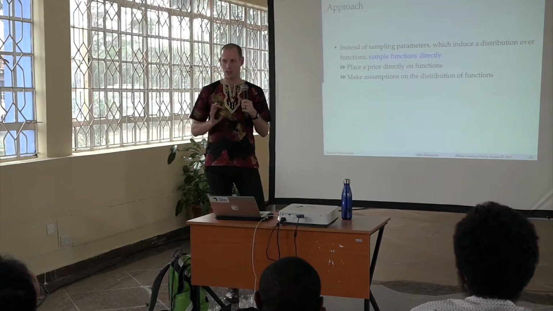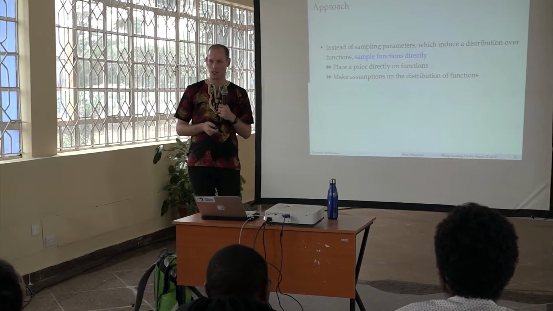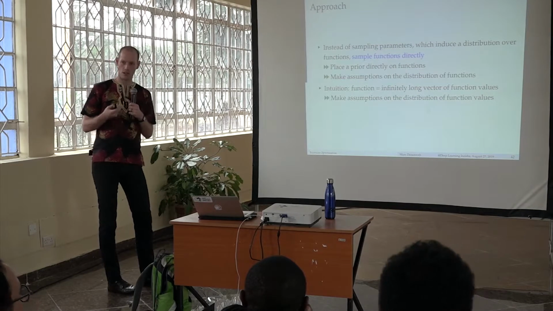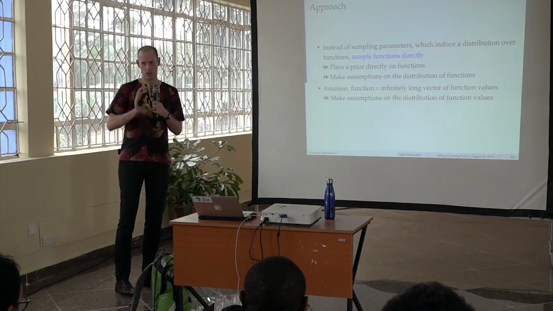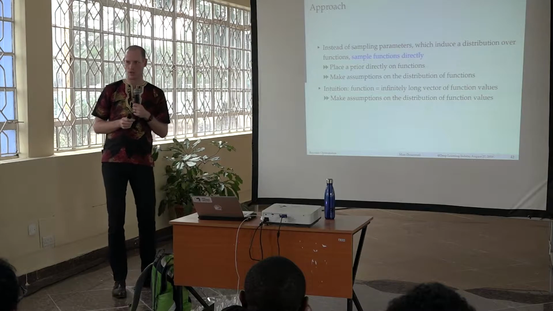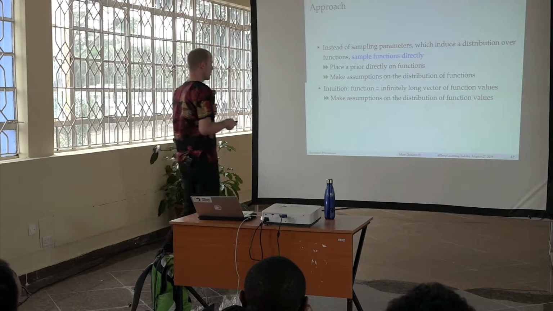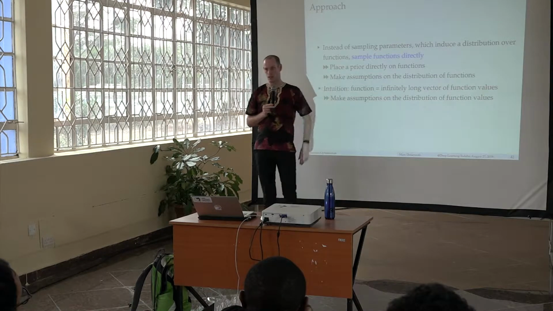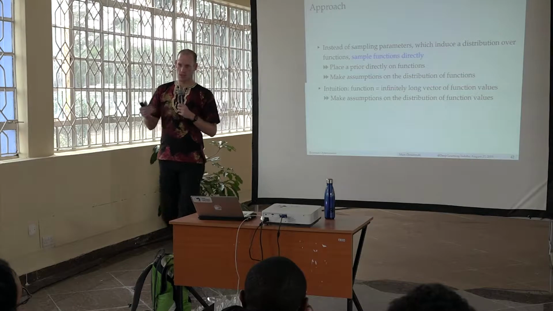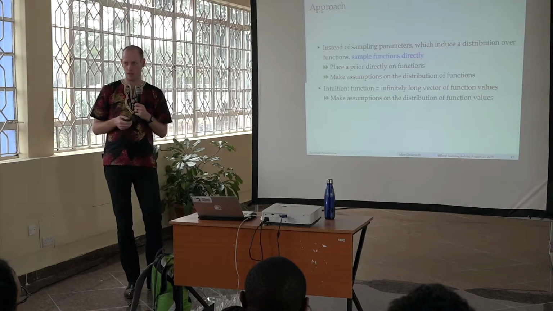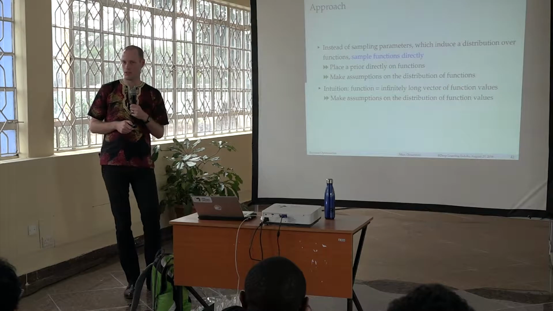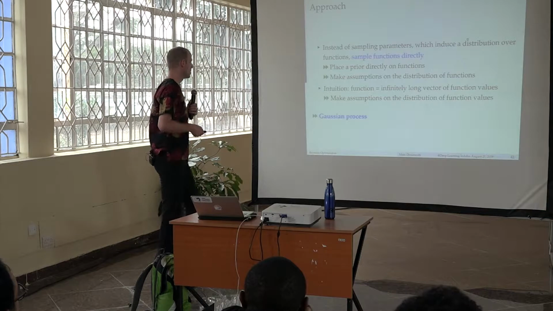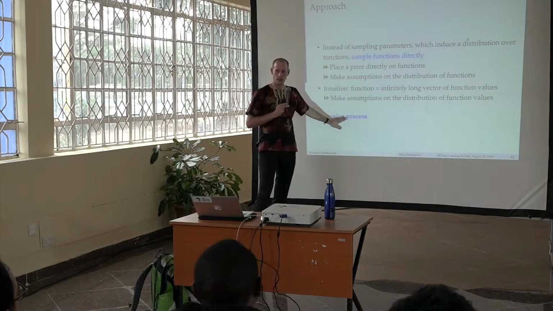Now this is getting a bit strange because functions are very unwieldy objects. But intuitively you can think of a function as an infinitely long vector. And we know how to deal with vectors. We can place distributions on vectors, and that allows us to make assumptions on the distribution of function values. One of the most convenient distributions that we have for vectors is the Gaussian distribution, which we use all the time. And this will lead us exactly to what a Gaussian process is.